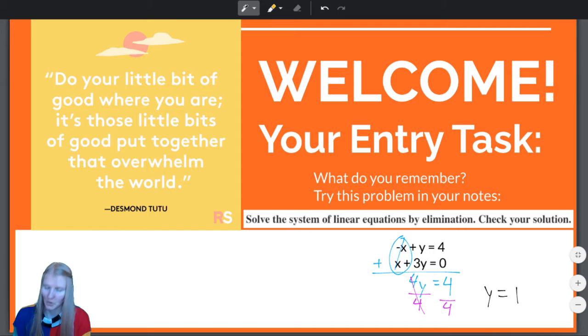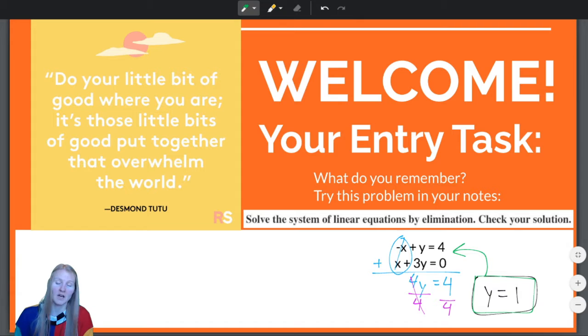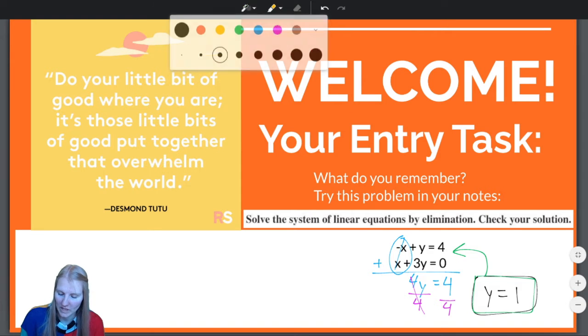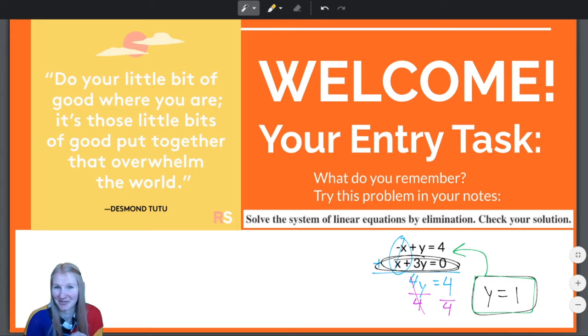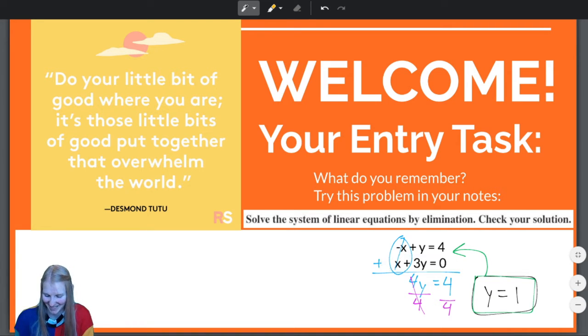y equals 1. Awesome. Now I'm going to use this y that I have found. I'm going to plug it into one of my original equations and solve for x. Remember that it doesn't matter which equation you use when you plug y in. I'm going to use equation number 2 because there are no negatives and I don't want to deal with negatives.